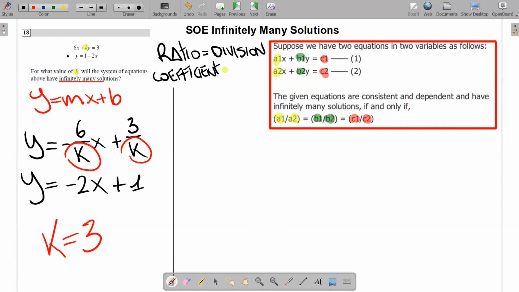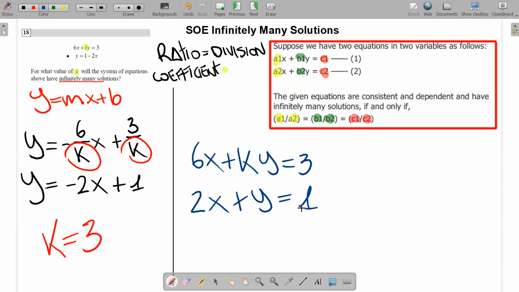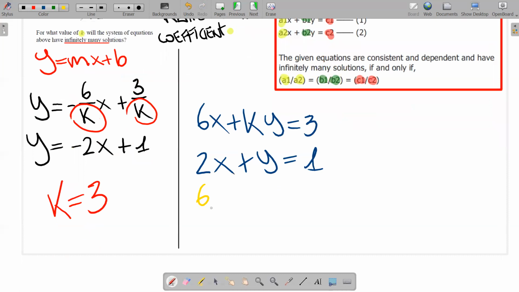In fact, let's go over the same problem. Now, though, we will keep the equations as they are. The first one is going to be 6x plus ky equal to 3. Now, the second one, I'm going to put in the same order. So I'm going to move the -2x to the other side, and I have 2x. Y stays as it is, and that's 1. Now, if I divide the two coefficients next to x, those must be equal to the division of the two coefficients next to y, and they must be equal to the division of the constants.